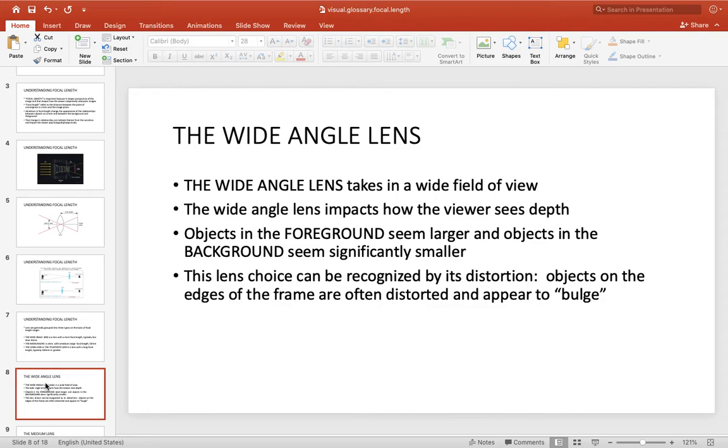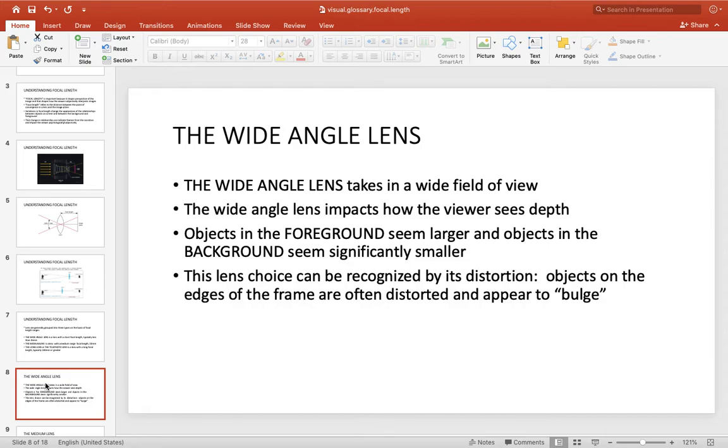Now, what this lens does is it impacts how the viewer sees depth. The wide angle lens can often distort that depth, and it can make images that are in the background seem smaller, seem more far away, and images that are in the foreground seem larger, seem more present, more intimidating. So it's about depth. That's really where the wide angle lens is significant in its utilization.